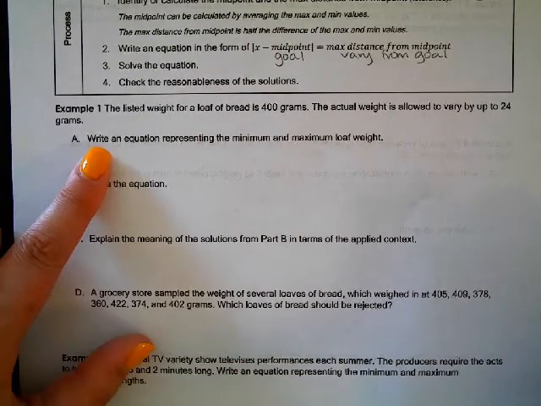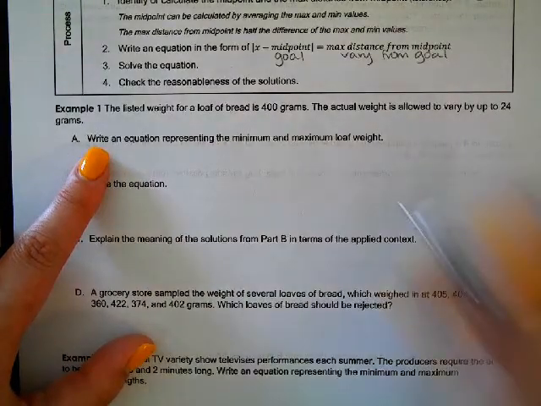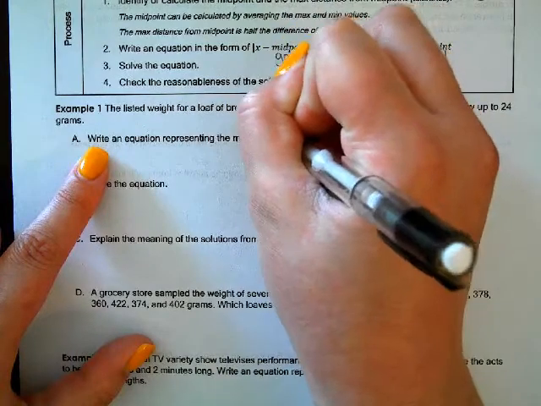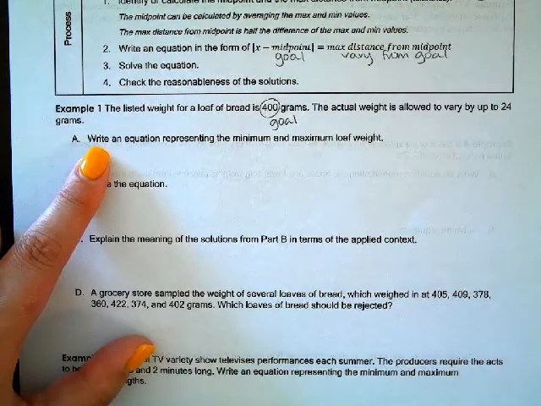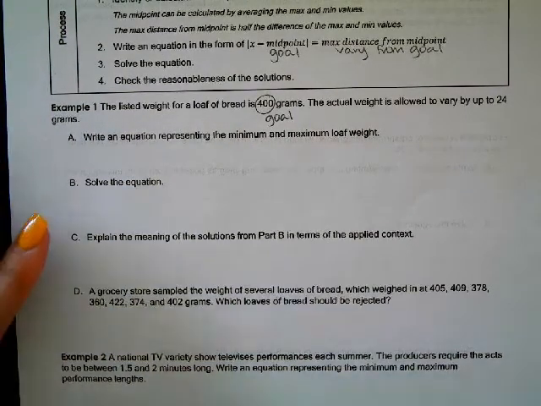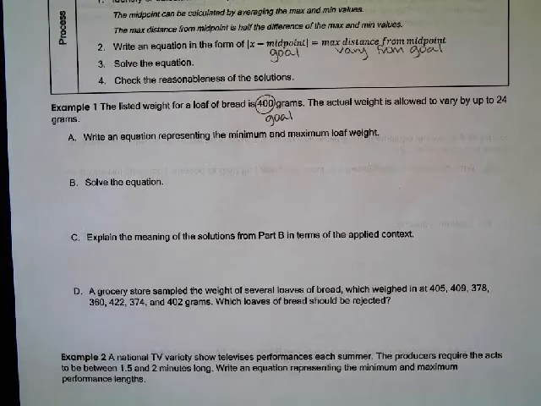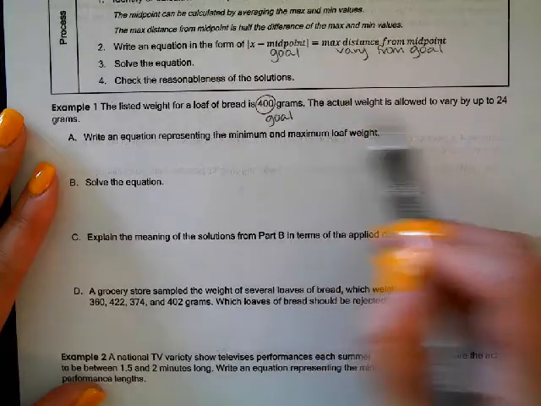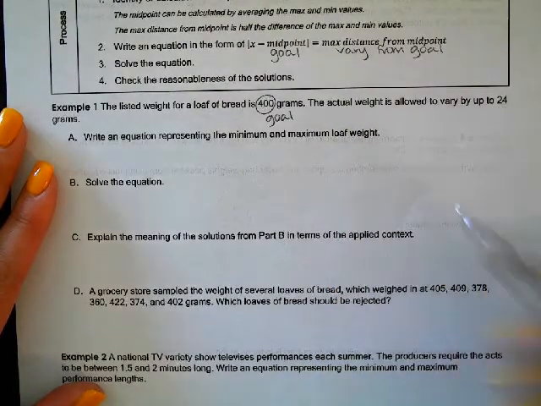The first example says the listed weight for a loaf of bread is 400 grams. That's basically the goal. The word midpoint in this case doesn't make a lot of sense to me, which is why I say goal. If we're going to claim that the bread is 400 grams, are we going to get it 400 grams 100% of the time? No, probably not. So now we're going to figure out a range of values that are acceptable. Here, the bread can vary by up to 24 grams and still be considered acceptable.